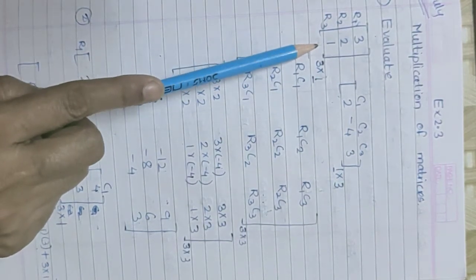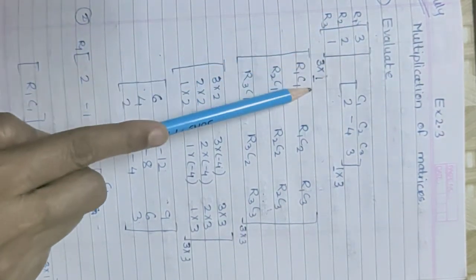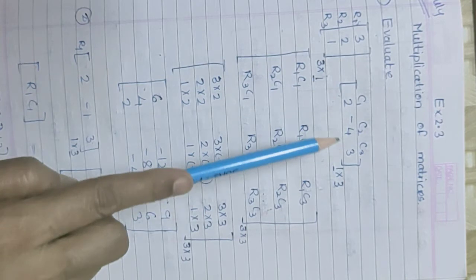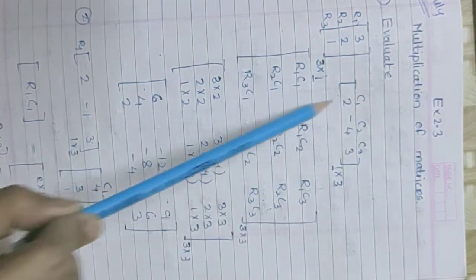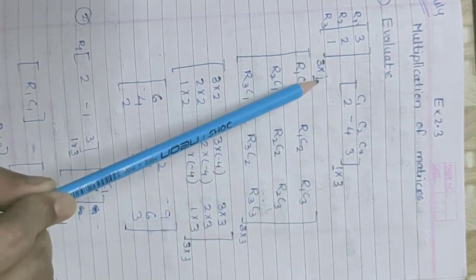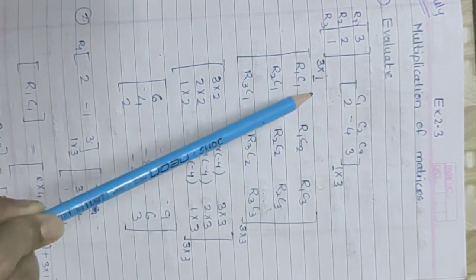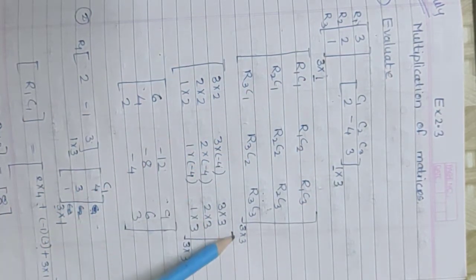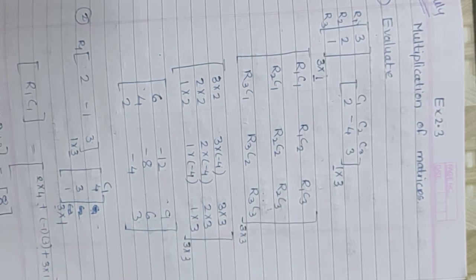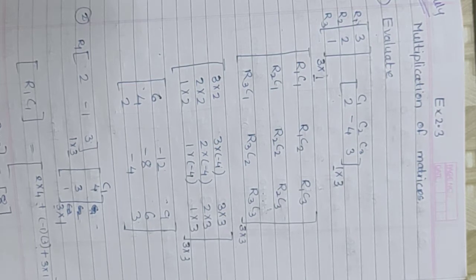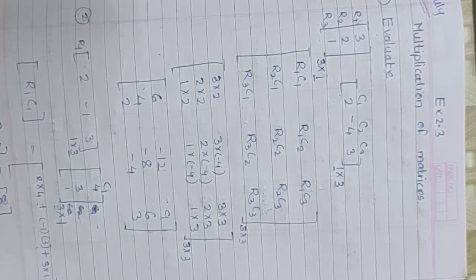So the order of this matrix is 3 rows and 1 column, so 3 by 1, and the order of this matrix is 1 row and 3 columns, so 1 by 3. See here this 1 and this 1 are the same. So the resulting matrix will be of the order 3 by 3. Always start with row multiplied by column. That row should be completed, multiplied by all the columns, and then only we will take the next row.